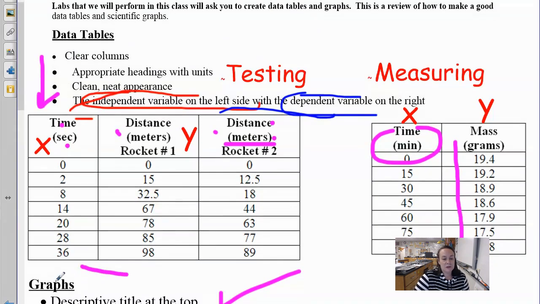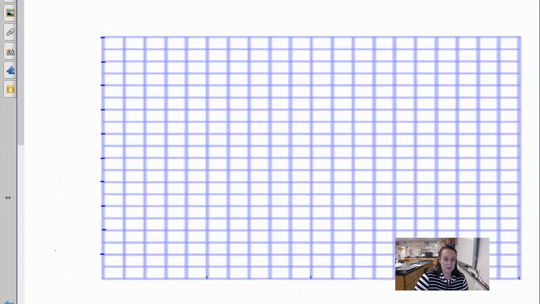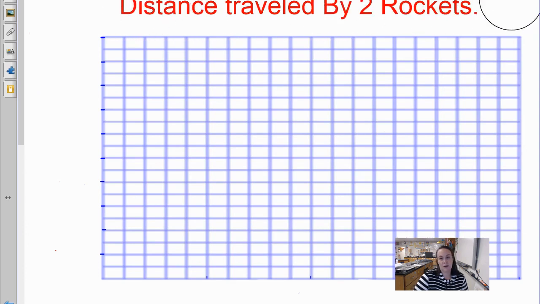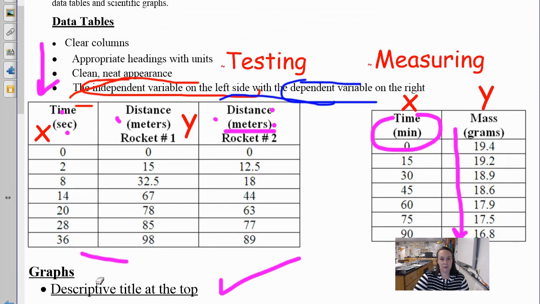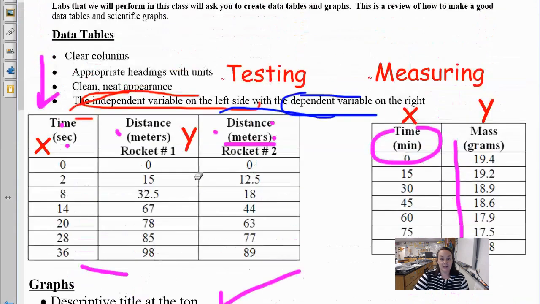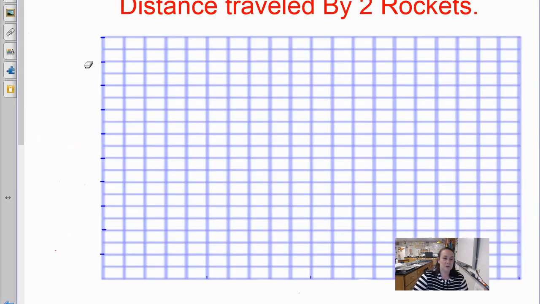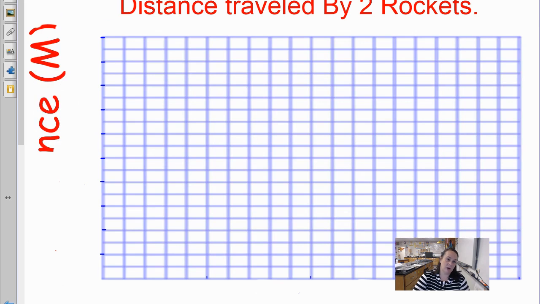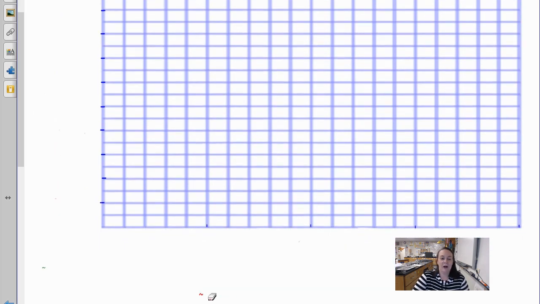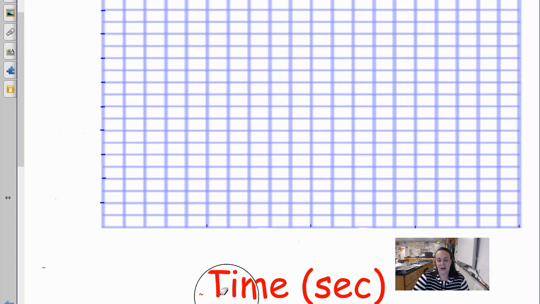So the first thing we need to do is have a title. And so I would say distance traveled by the rockets over time, or distance traveled by the rockets in seconds. So distance traveled by 2 rockets. Okay, so you want a descriptive title at the top. Check, check. We did that. The next thing, we need to label each axis. Well, because our data table is correct, we're going to put time on the x-axis.